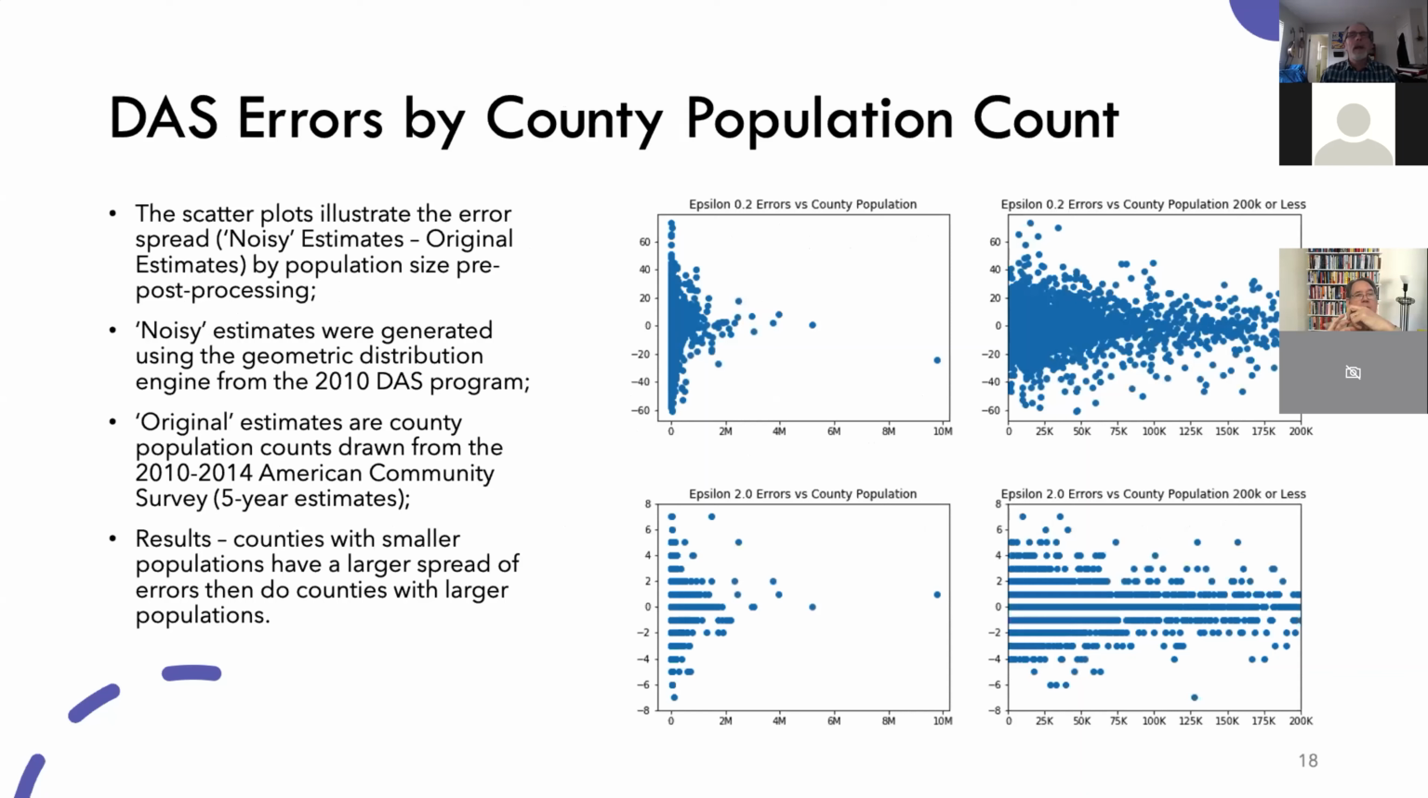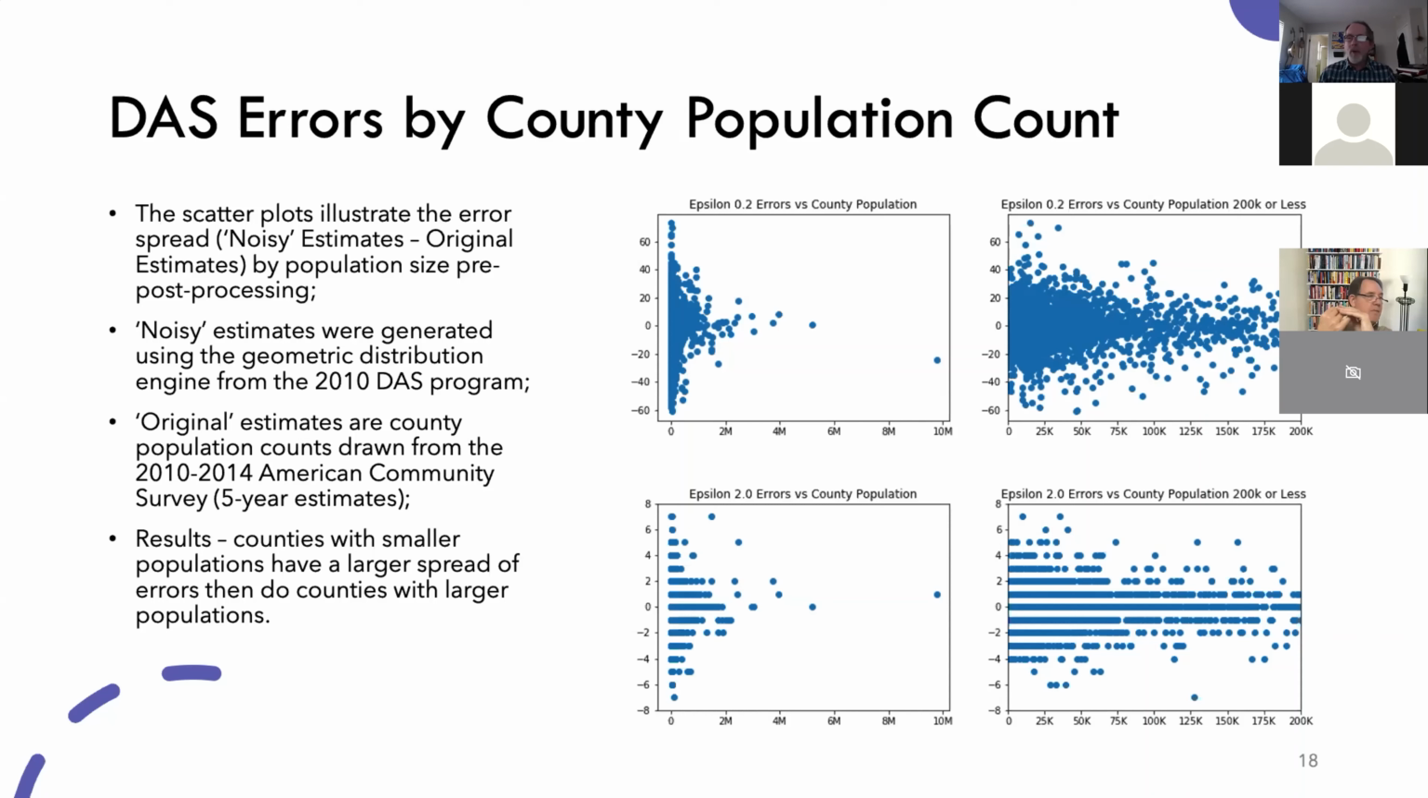Okay. This next slide is an analysis that I did. What I wanted to do was take a look at just the noisy estimates. The Census Bureau analysis on the data sets that it has released has for the most part been done on the post-processed estimates that were released. What I wanted to do was take a look at the errors specifically before post-processing was actually applied to the data.